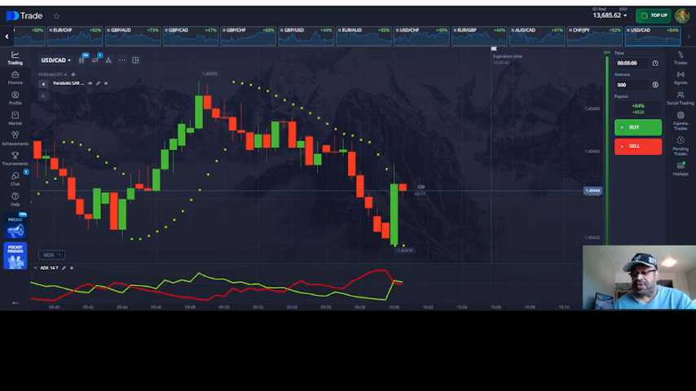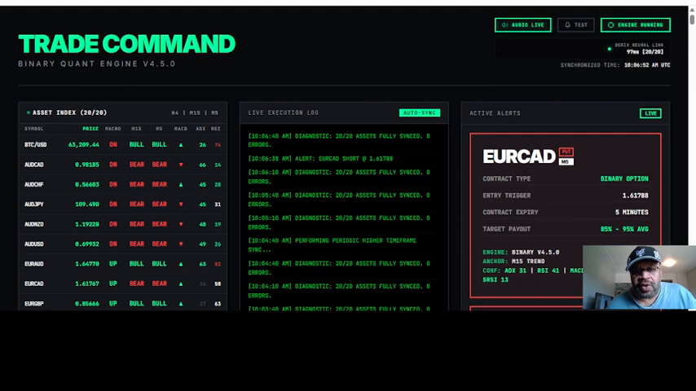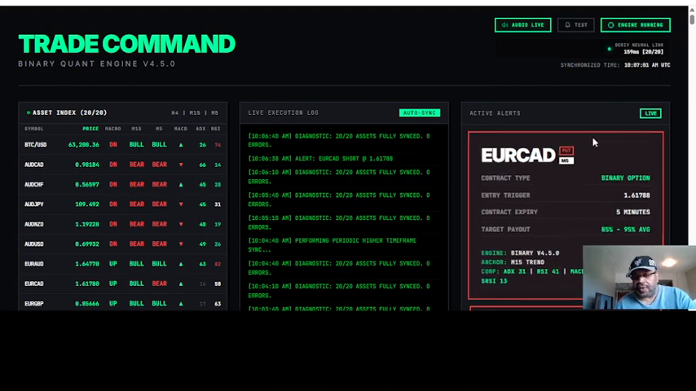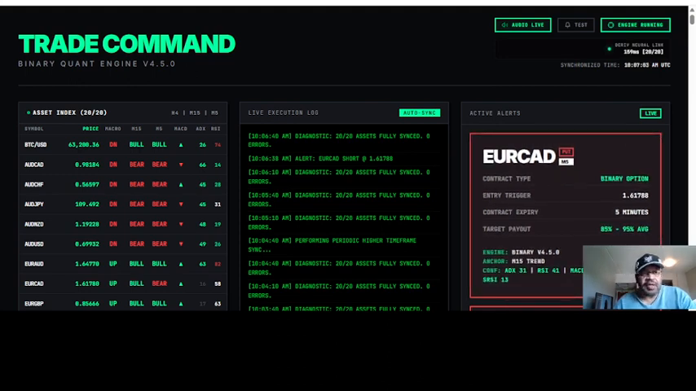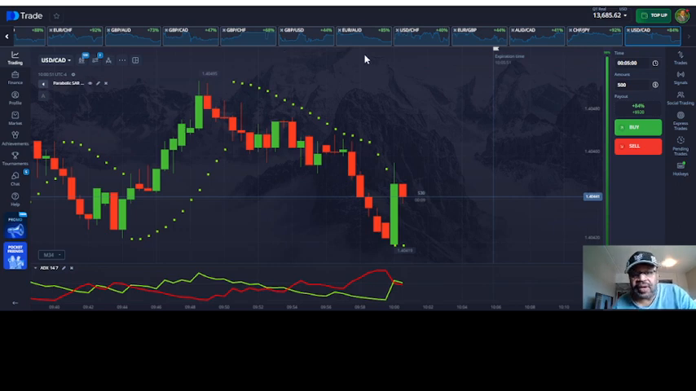wait for another signal. Okay, so the Quant Engine just generated another signal here, a Euro Canadian dollar, 5 minutes short. So let's go to Euro Canadian dollar.